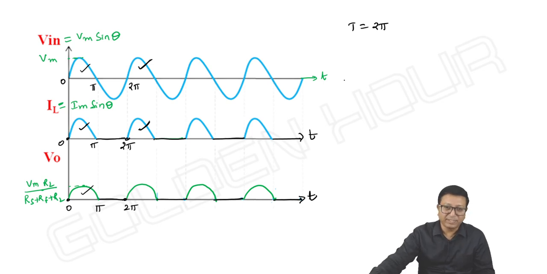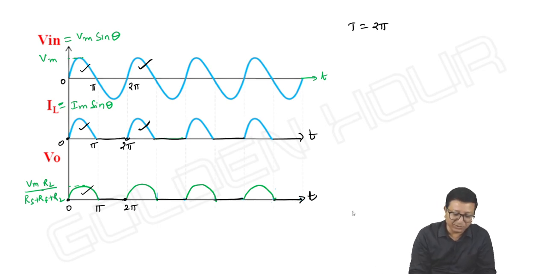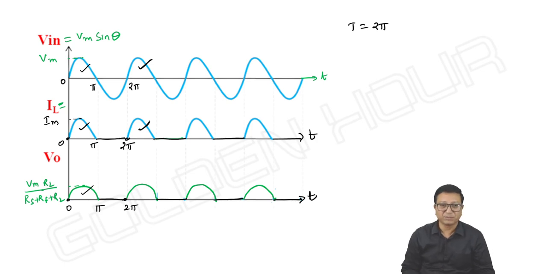Now, it is not a pure sine wave. So I can write here IL is equal to Im sin theta, and that is true only for the positive half cycle. In the negative cycle it is simply 0. Im is the peak amplitude.